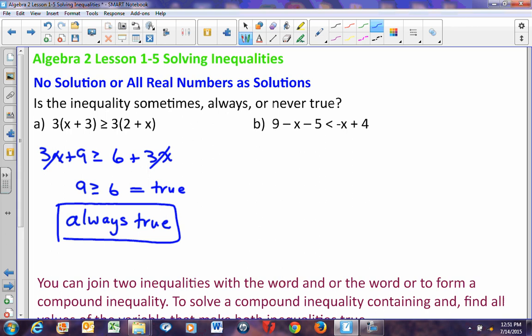Let's look at the second one here. 9 minus x minus 5. Well, 9 minus 5 is 4. 4 minus x is less than negative x plus 4. If I add x to both sides, I get 4 is less than 4. 4 is never less than 4. Right? 4 is equal to 4. 4 is never less than 4, so this is never true.